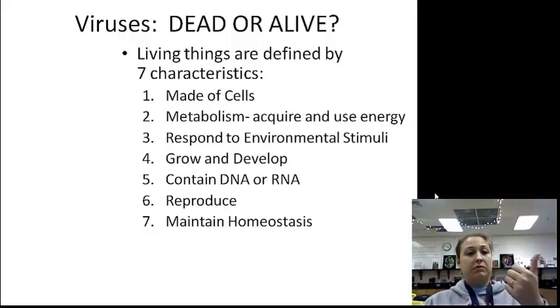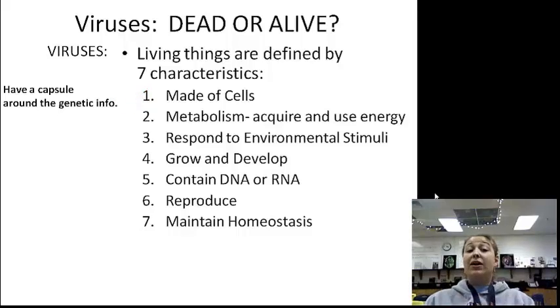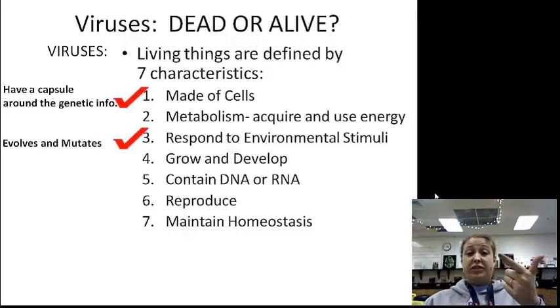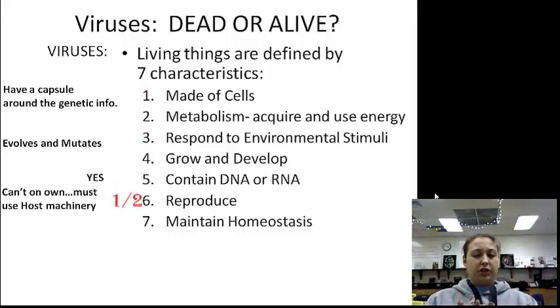Made of cells, metabolism, respond to environmental stimuli, grow and develop, contain DNA or RNA, reproduce, and maintain homeostasis. Let's see how viruses add up. First off, they do have a capsule that goes around their genetic material, so that would count as a cell. Okay. Next, they evolve, mutate, and change, so they respond to environmental stimuli. Yes, they contain DNA or RNA. That's their genetic material. Now, reproduction.